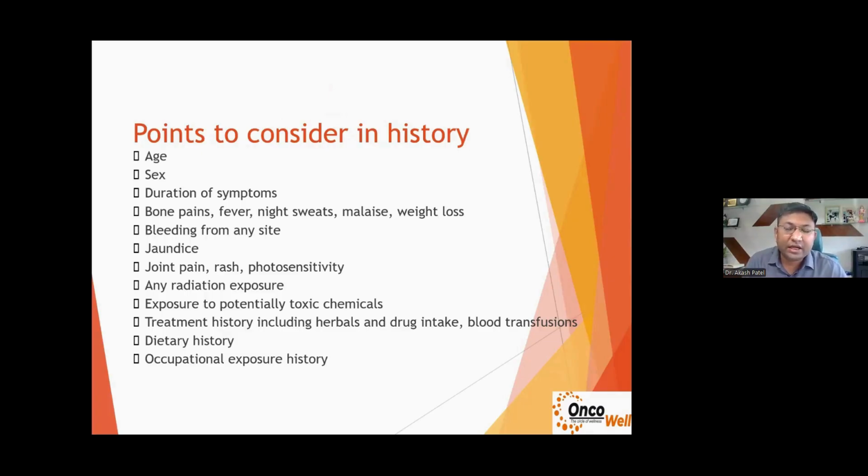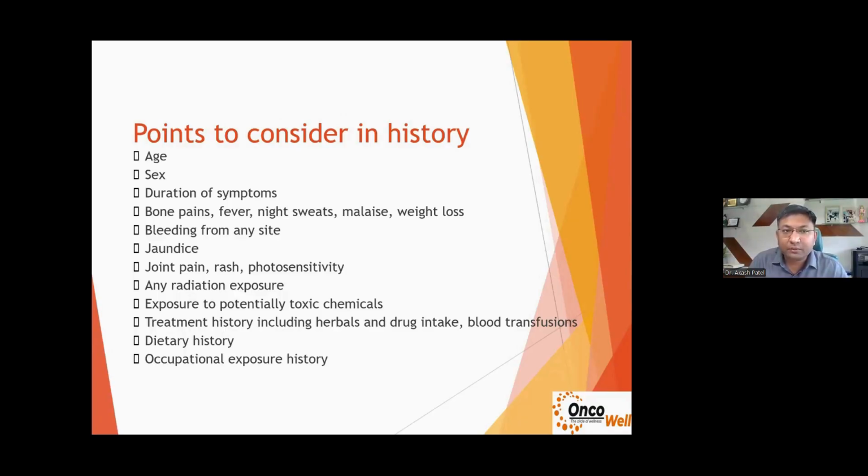points to consider in our history always, like age, children or the elderly age group. Some of the diseases will occur only in childhood, and some are common in the elderly age group, like CLL, chronic lymphocytic leukemia, which we will see only after the age of 50s. Again, sex, male and female, is very important.